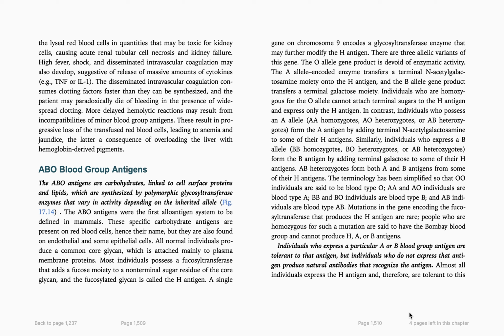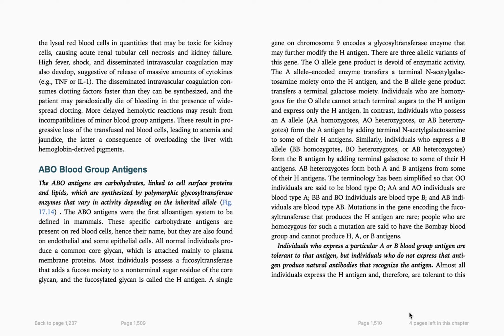High fever, shock, and disseminated intravascular coagulation may also develop, suggestive of the release of a massive amount of cytokines, tumor necrosis factor, or interleukin 1. The disseminated intravascular coagulation consumes clotting factors faster than they can be synthesized, and the patient may paradoxically die of bleeding in the presence of widespread clotting. A more delayed hemolytic reaction may result from incompatibility of minor blood group antigens. This results in progressive loss of transfused red blood cells, leading to anemia and jaundice, a later consequence of overloading the liver with hemoglobin-derived pigments.